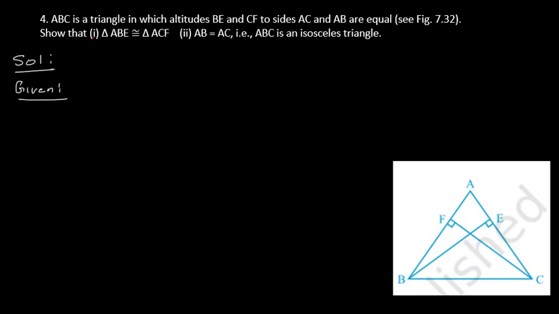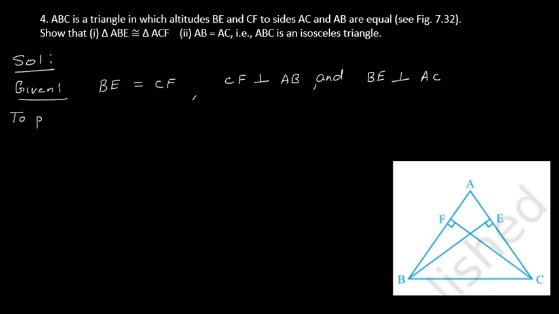Here BE and CF are equal. So BE, you can see in the diagram, BE is equal to CF. They are altitudes, so we have angle AFC and AEC. So again what I can write, I will write that CF is perpendicular to AB, and BE is perpendicular to AC.